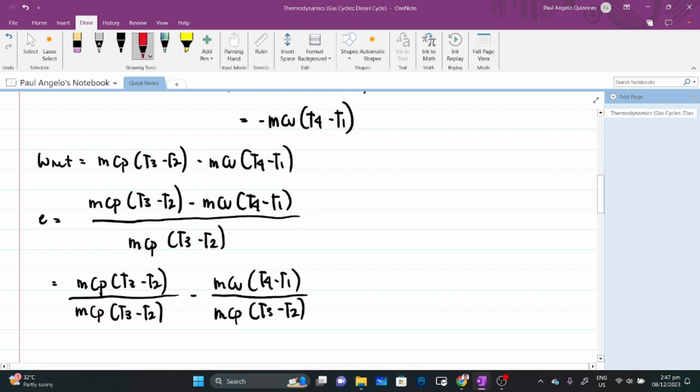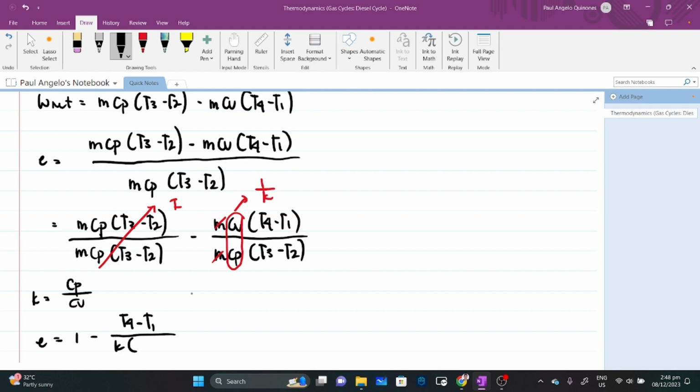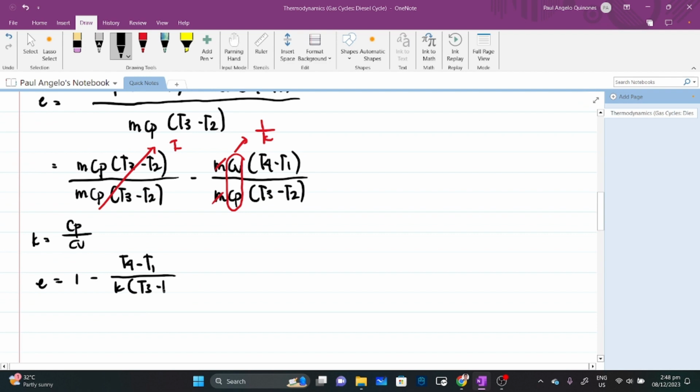So as you can see, the first term, they are equal to each other, therefore they will be 1. And the mass here, we can cancel out in the second term. And as you observe here, this one is CV over CP. So in our specific heat ratio, we have CP over CV. So therefore, this entire term, we can rewrite it as 1 over K. So we have the efficiency is equal to 1 minus (T4 minus T1) over K quantity (T3 minus T2).